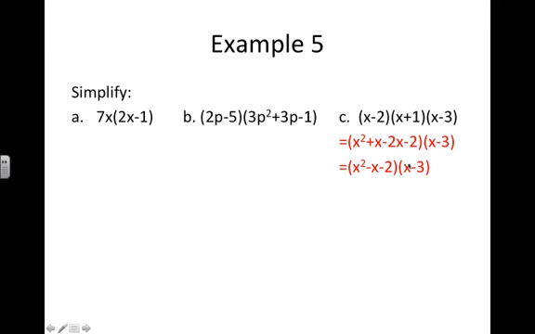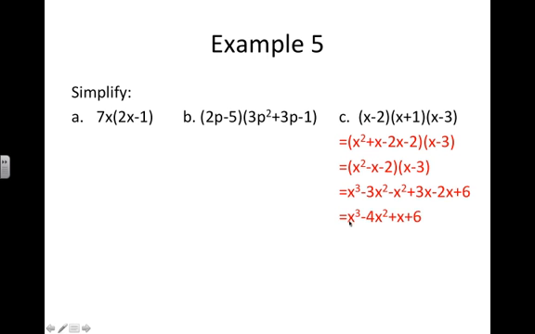So now we've got a trinomial times a binomial, so we'll do the repeated distributive property again. So x squared times x is x cubed. X squared times negative 3 is negative 3x squared. Negative x times x is negative x squared. Negative x times negative 3 is plus 3x. Negative 2 times x is negative 2x. Negative 2 times negative 3 is positive 6.